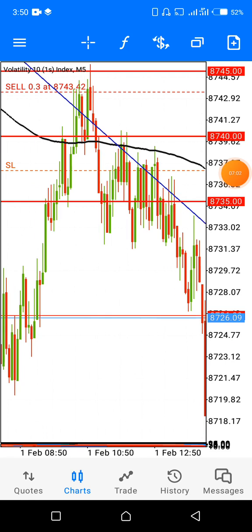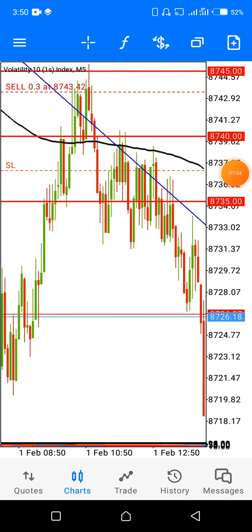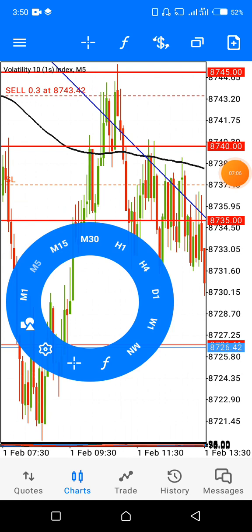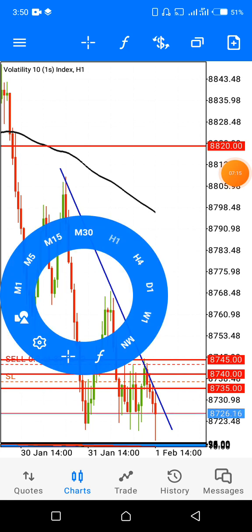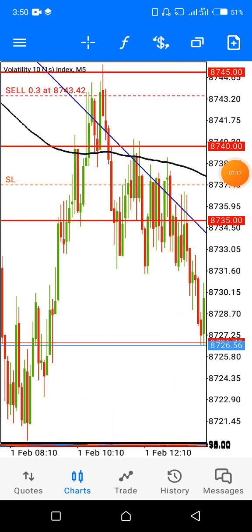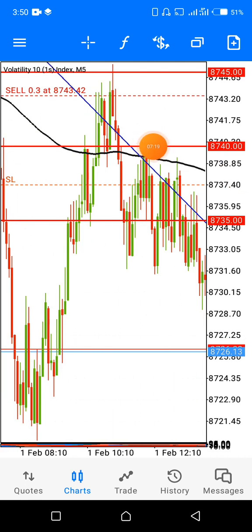So this is a 5 minutes time frame. Let's go back to the 1 hour so that you can see this clearly. So this is how the market is now. So let's see how it looks when I get to the 5 minutes time frame back. So this is the 5 minutes time frame now. The blue line is my trend line. So if you can see, this is where I took my sell entry.